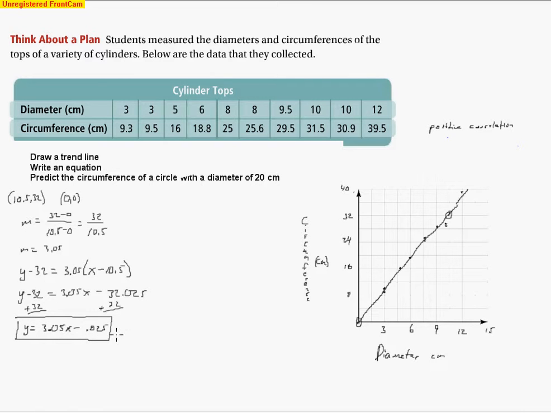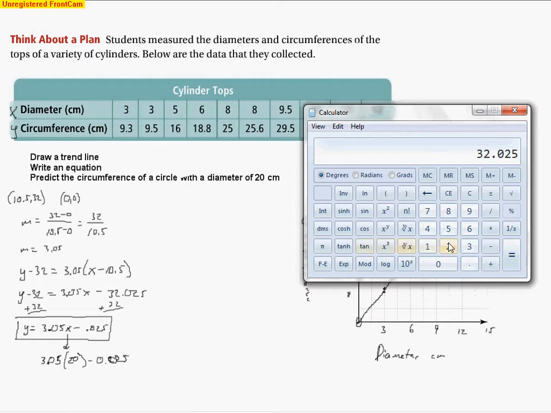This is just the equation of the line, and now I'm going to predict what the circumference would end up being with a diameter of 20. So I'm going to put 20 in place of x, because what I used for my x values was diameter. My y values, outputs, were circumference. So 3.05, and I end up multiplying by a value of 20, and I'll just go ahead and leave that 0.025 on there. And when I go ahead and multiply these, let's see what we get.